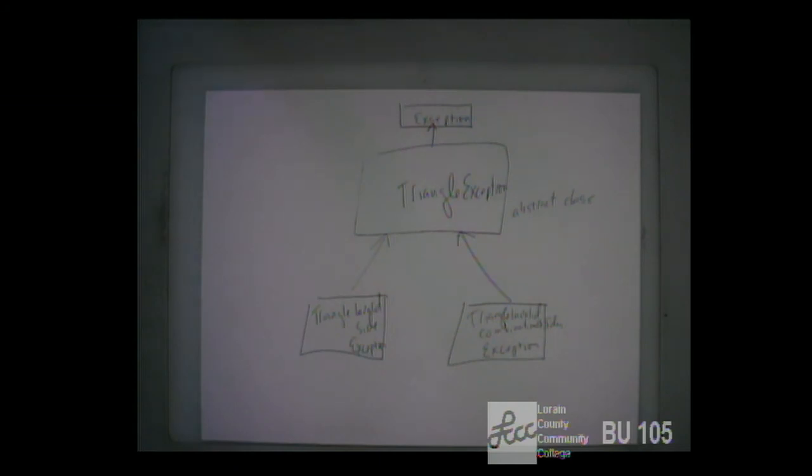So, I'm going to go up here and make my new class. Public abstract class triangle exception. The other advantage is we can create our own properties and methods on these.